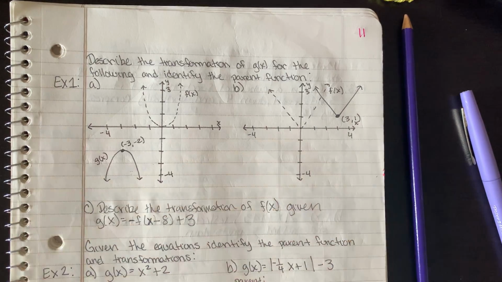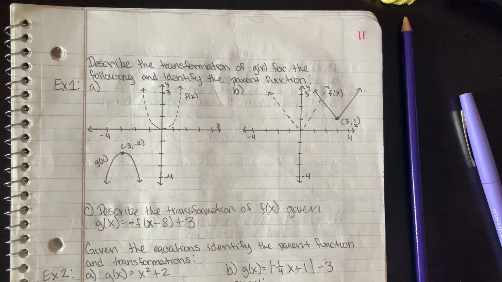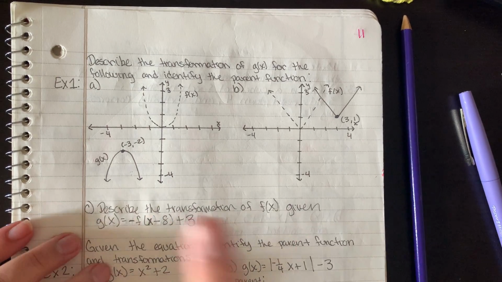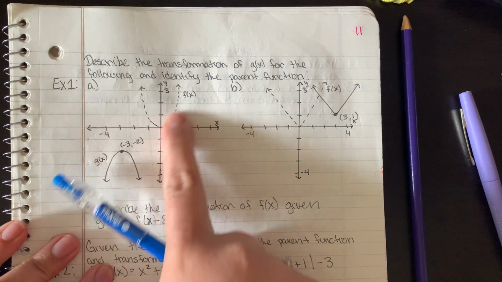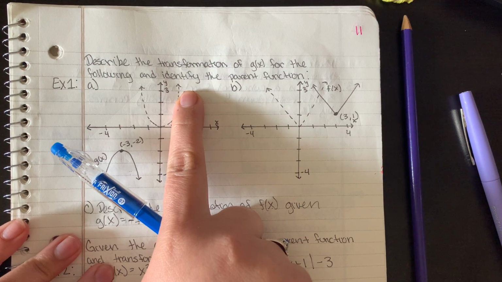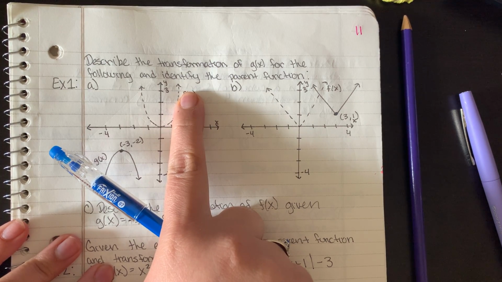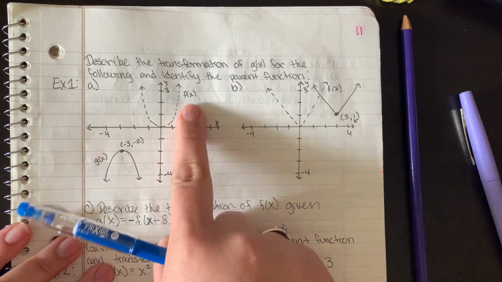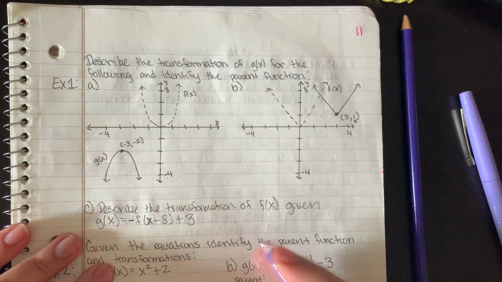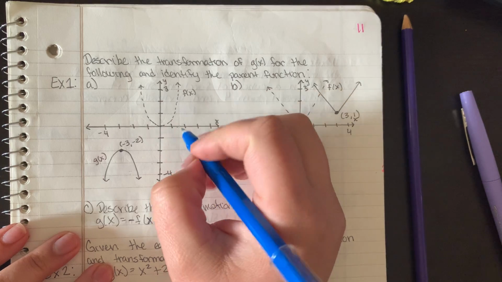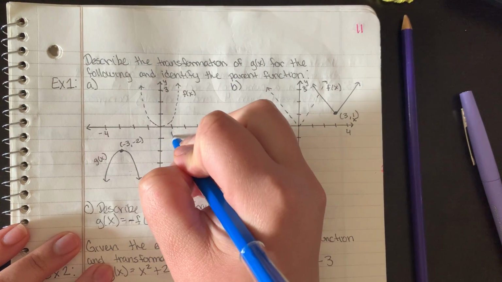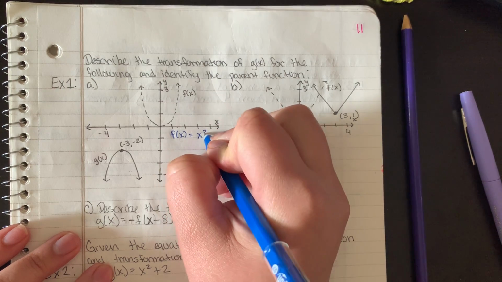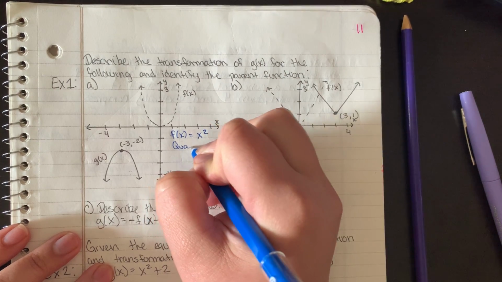Okay, so now we're actually going to work out the examples, right? Describe the transformation of g of x for the following and identify the parent function. So this is a U, right? If I go back to my parent functions chart, table, page, whatever that I gave you, we can see that this is a U, right? So my parent function is f of x equals x squared, which is actually quadratic.